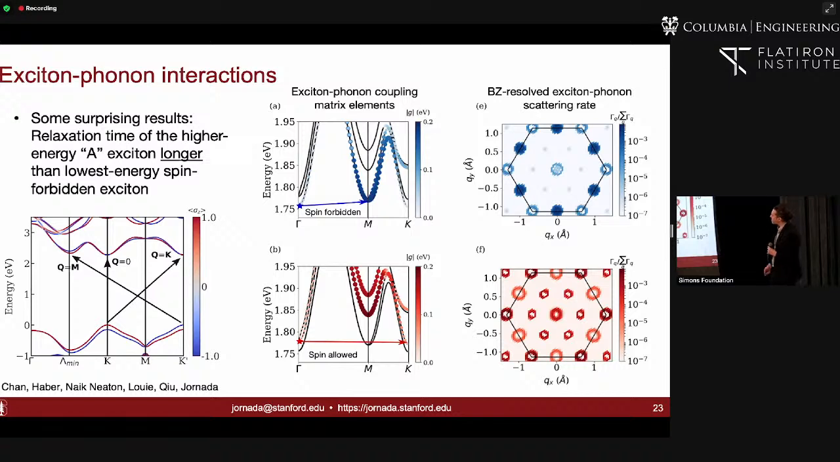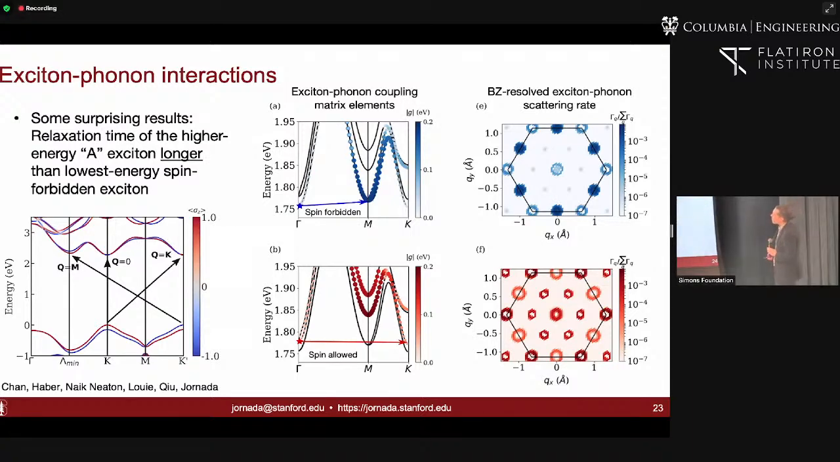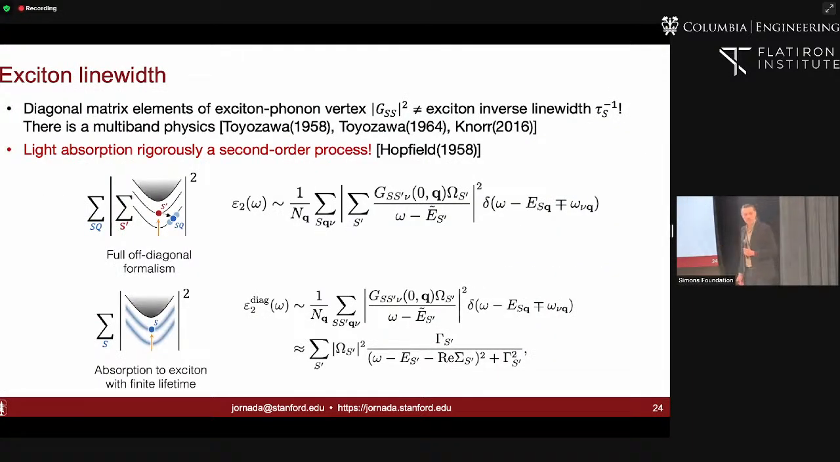So the question is, in the last few minutes, how do we collect all those elements and address the question of what is the coherence time and what is the line width of those excitations, even at low temperature. It turns out that the way people typically think about this is not quite correct. You might think that if you take the exciton-phonon matrix vertices G_SS, those diagonal entries, and square them, those should be related to the lifetime. It turns out that that is actually not correct.